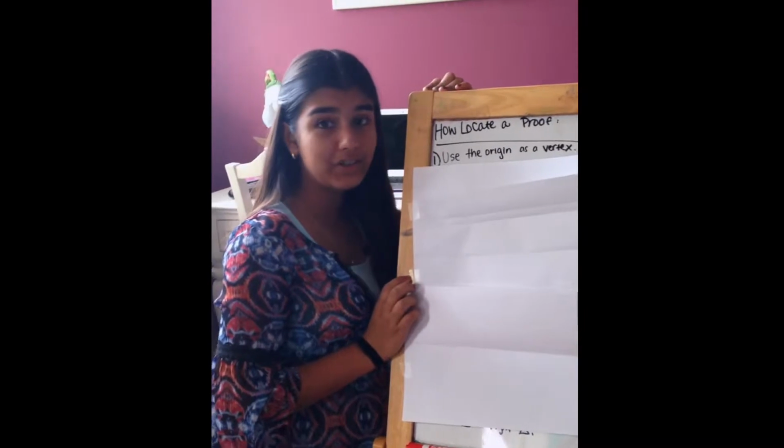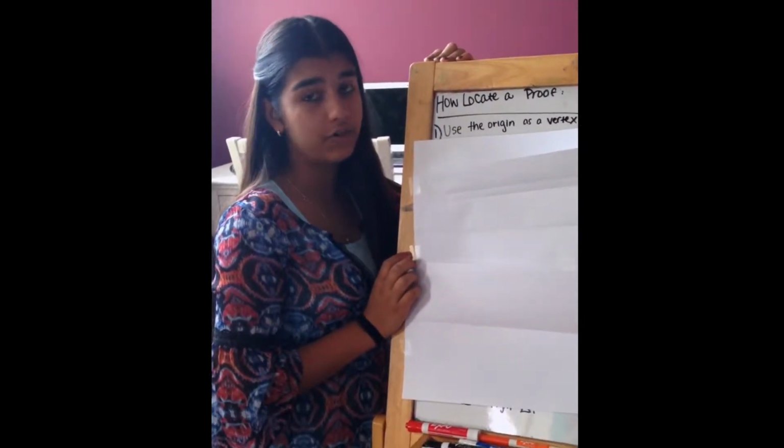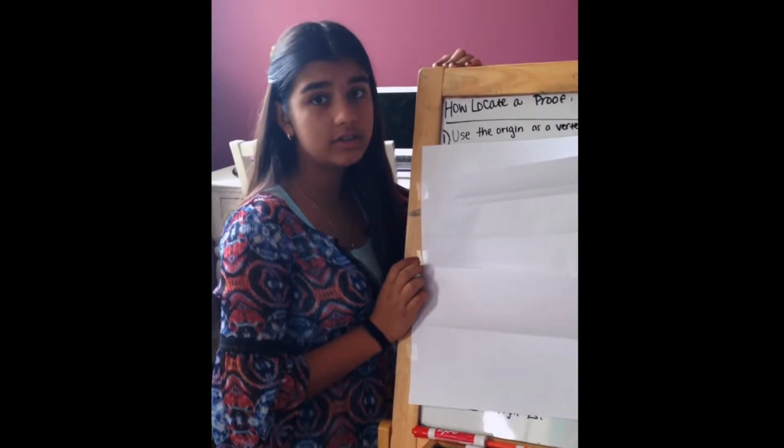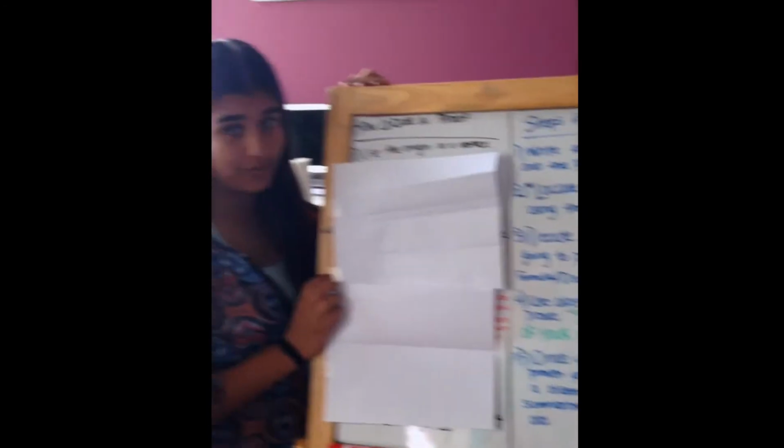So, today we're going to learn how to do a coordinate proof. There are three things you need to do for a coordinate proof. The first thing you need to do is locate the figure. Then you need to have the steps for the proof. And then we're going to do a practice proof.